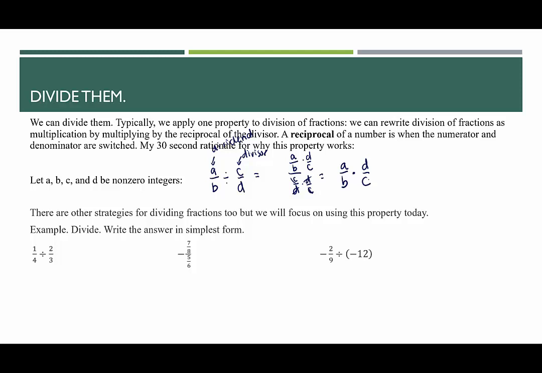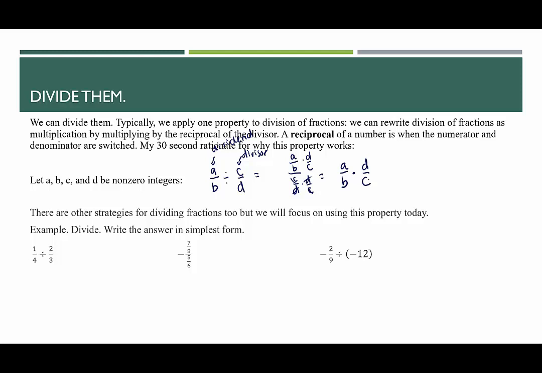There are a bunch of shortcuts or ways to remember this, but I always think it's helpful to see why it works. I think the most common one is keep, change, flip. You keep the first one, you change division to multiplication, you flip the second one. Now, of course, this only works when we have proper and improper fractions. So if we have a mixed number or an integer, we do need to rewrite it as a fraction.